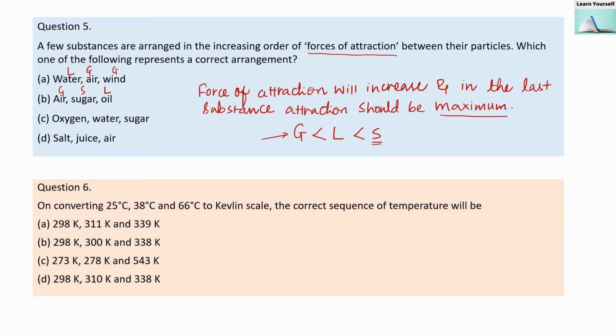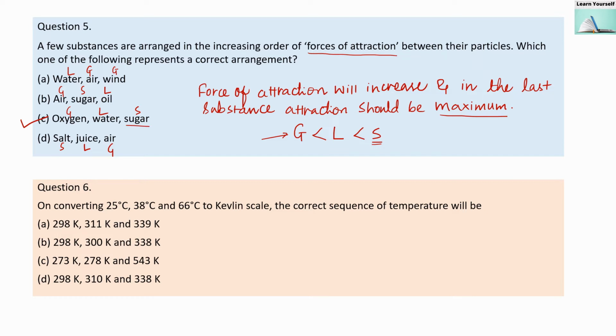The next is gas, liquid and solid. So this is our correct sequence. Let us check the fourth option also. Salt is solid, juice is liquid and air is gas. So our correct answer is C, in which oxygen, water and sugar represent the gaseous state, liquid state and solid state.